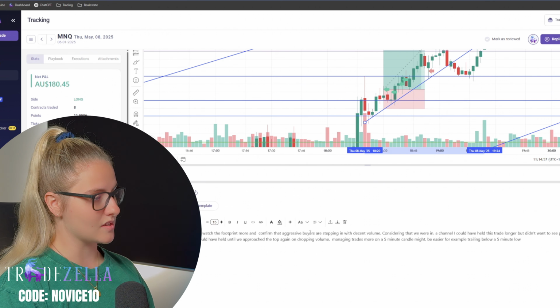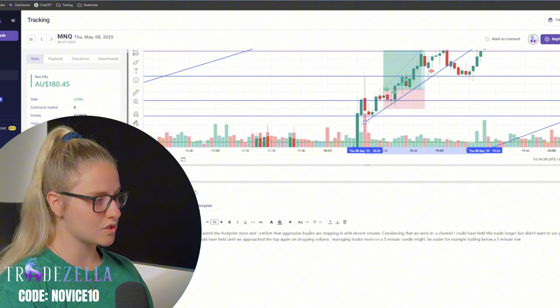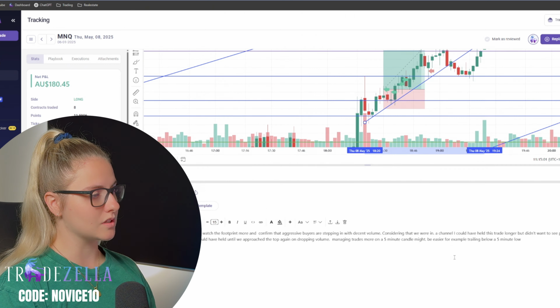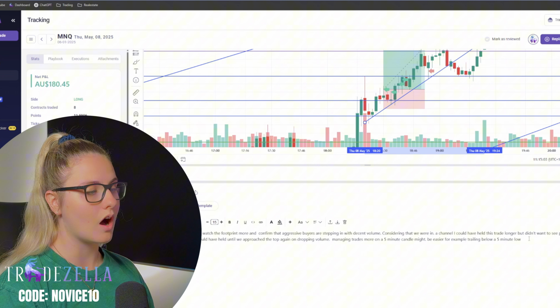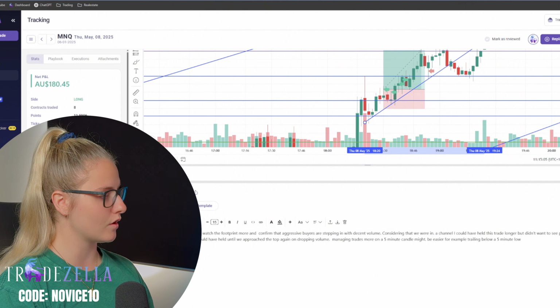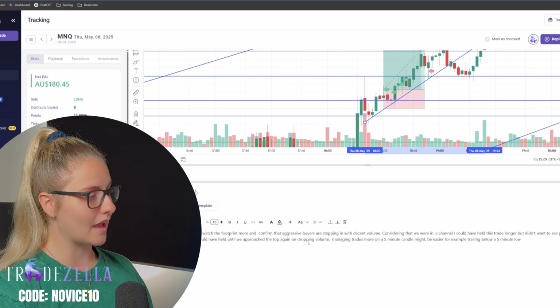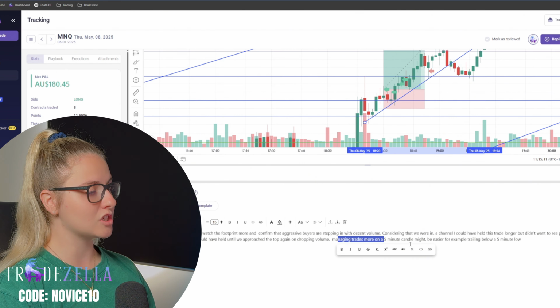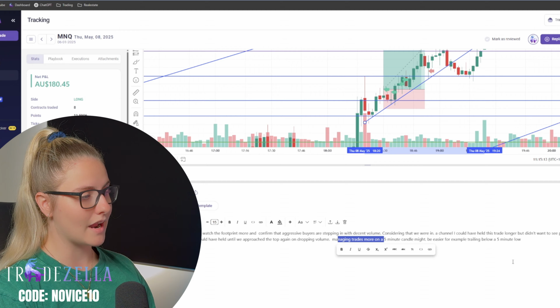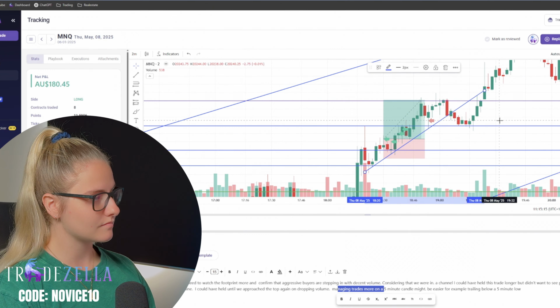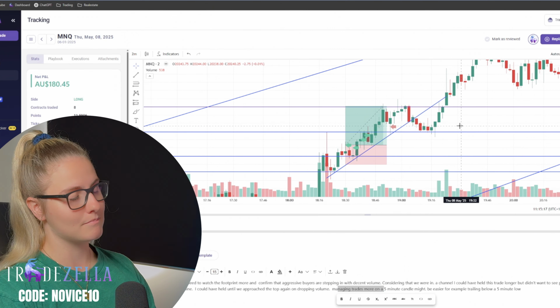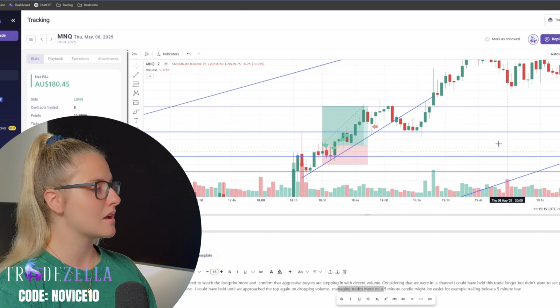I need to make sure that there's aggressive buyers actually stepping in on the footprint chart. Consider that we were in a channel. I could have held this trade higher, but didn't want to see my profit go, and price broke the trend line. I could have held until we approached the top again on dropping volume. Managing my trade on a 5 minute candle might have been easier. So I want to explain what I meant by this when I put this down there.